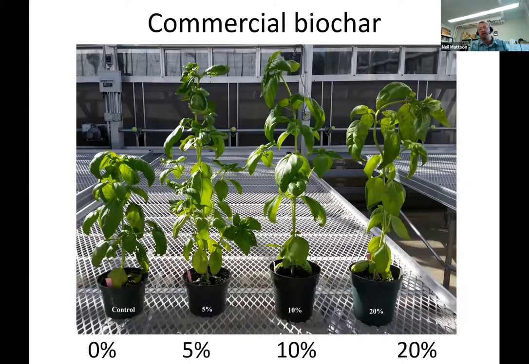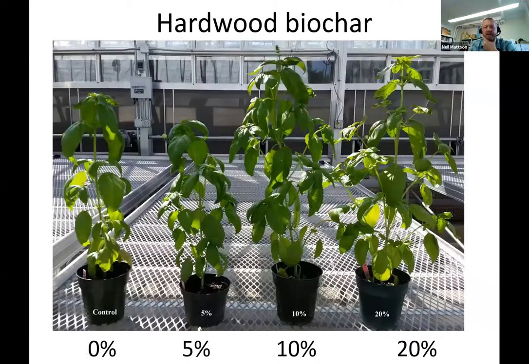So we have photos of all the biochars for basil. So here's the commercial biochar, our control plant on the left, and the commercial biochar at 5, 10, and 20% by volume. Notice the increased height. You'll also notice increased branching with the biochar incorporation, and that was even more obvious for the other two biochars. So for the hardwood biochar, we had our greatest fresh weight at 10%, and you really see the increased branching that we get. So biochar might be increasing its nutrient status.